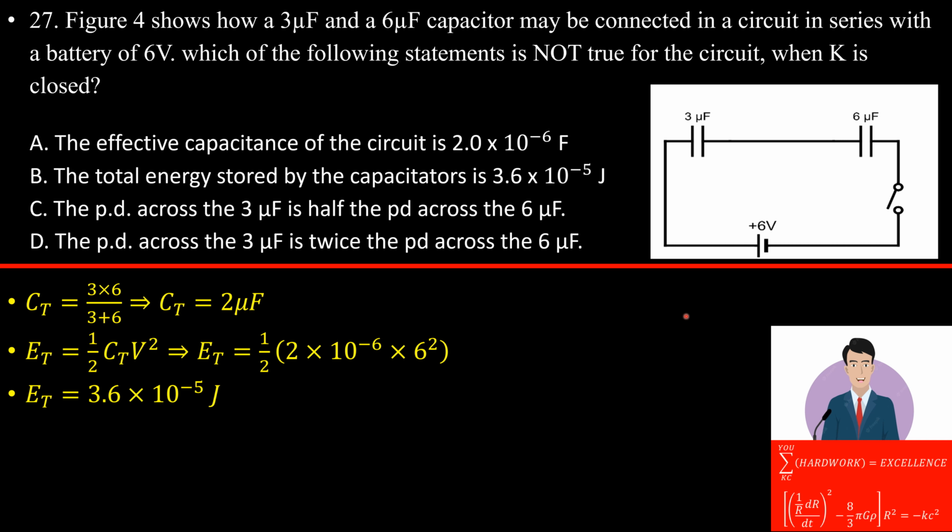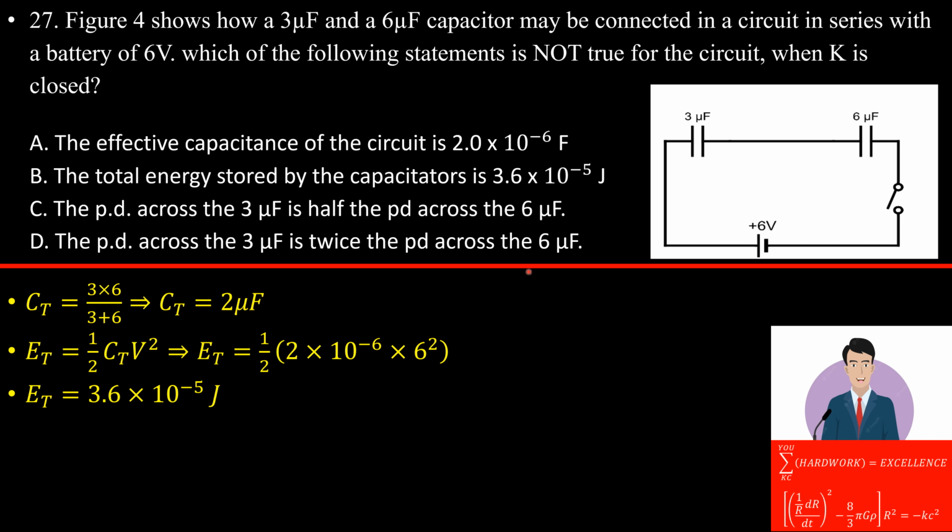The next thing we're going to do is get the PD across each one of these capacitors. Because there are just 2 of them in series, this PD is shared between them. More PD will be dropped across the one with a smaller capacitance, because PD and capacitance have an inverse relationship. Because the capacitance of this one is half that of the other, the PD drop across it will be twice the PD drop across the 6 microfarad capacitor. So the answer is just D.